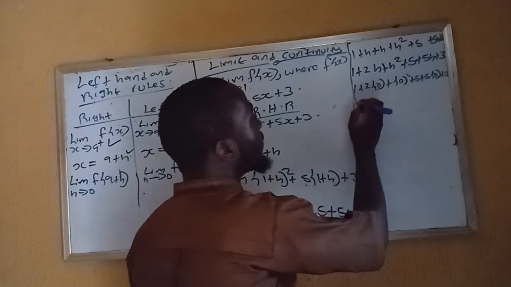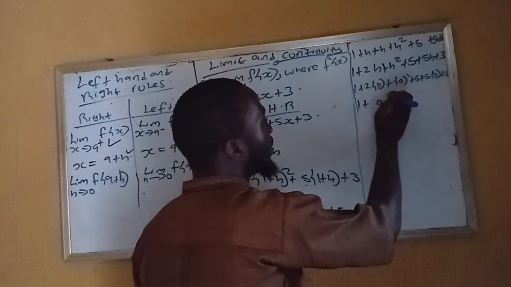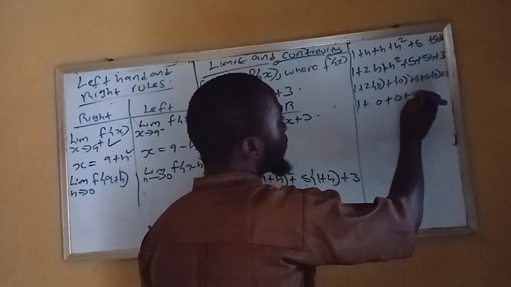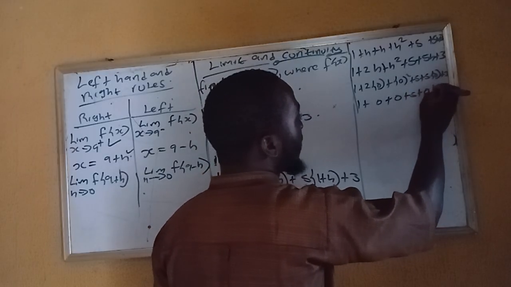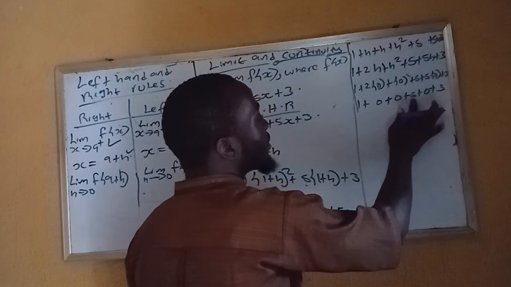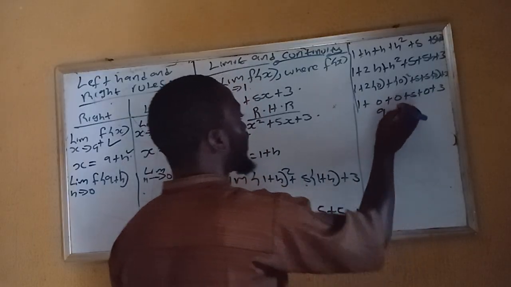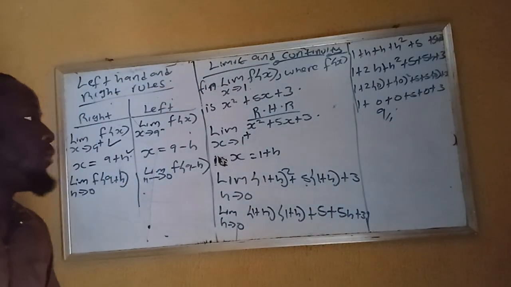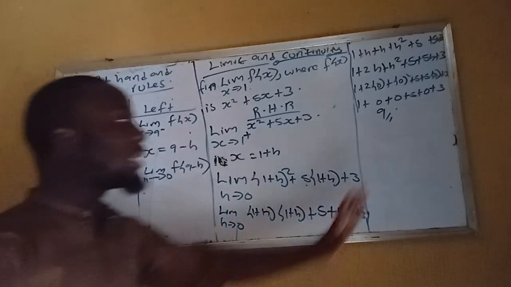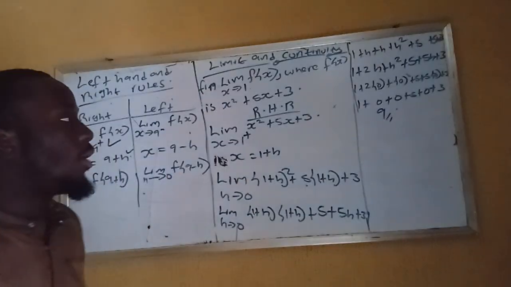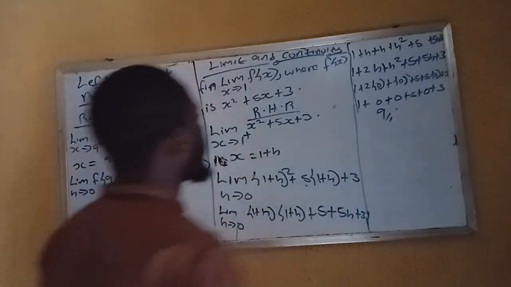So right here we are going to be left with 1 plus 2 times 0, which is 0, 0 squared is 0, plus 5 plus 5 times 0, which is 0, plus 3. So you have 1 plus 5, 6. 6 plus 3, we have 9. Final answer right here is 9. That's for the right hand rule. The right hand will give us the positive number 9.